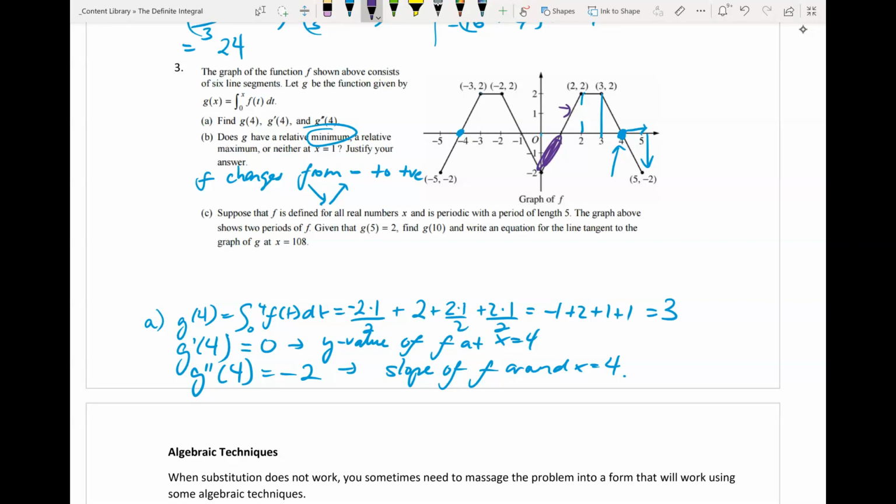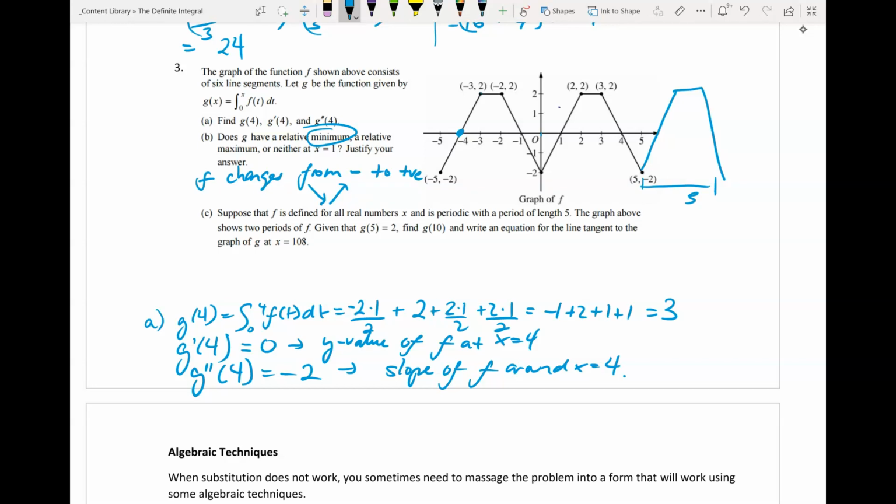Lastly, for C. This was quite tricky. It says that we have a period of a length of 5, which means if I want to continue on with this graph, it's going to look like this, and it continues on and on and on with a period length of 5.